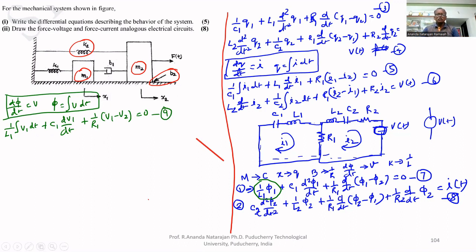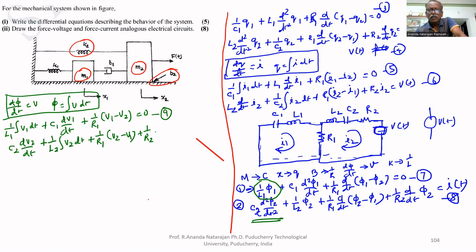This is the required force current analogy. So the eighth equation becomes C2 dV2 by dt, plus 1 by L2 times the integral of V2 dt, plus 1 by R1 times V2 minus V1, plus 1 by R2 V2 equals I of t. This is the tenth equation. Now we have to draw the circuit for this.